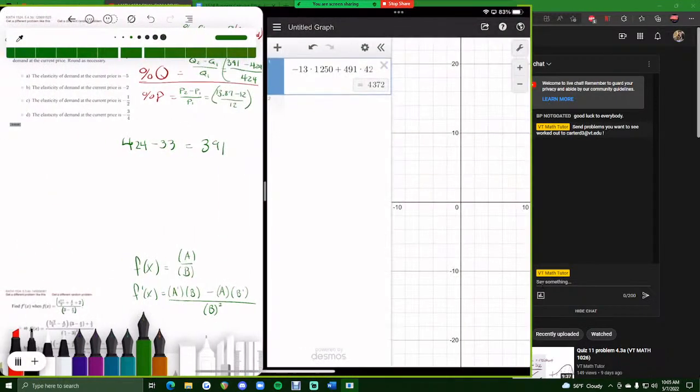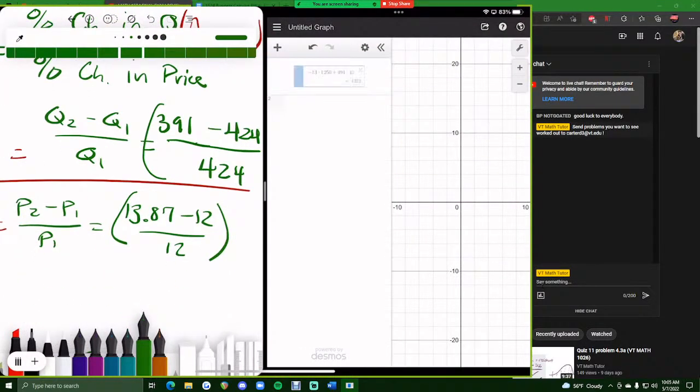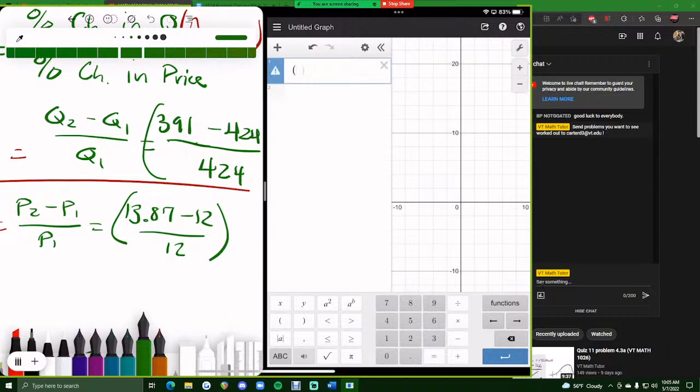I think we will aim to plug in everything at once. So I'm literally going to plug in percent change in quantity. 391 minus 424 divided by 424. Whoops. Divided by 424. And then we're going to take this whole thing, that's percent change in quantity, and divide that by the percent change in price. 1387 minus 12 divided by 12. As a result, we get negative 0.499.